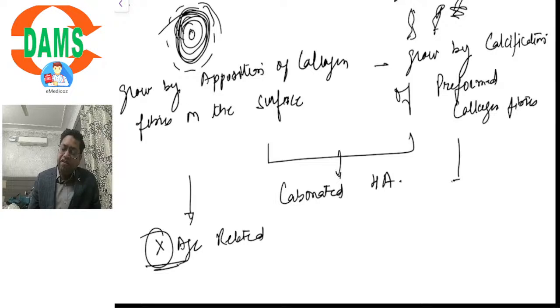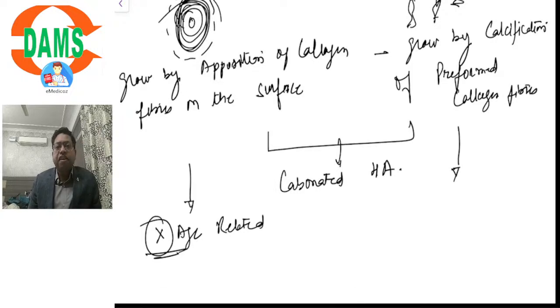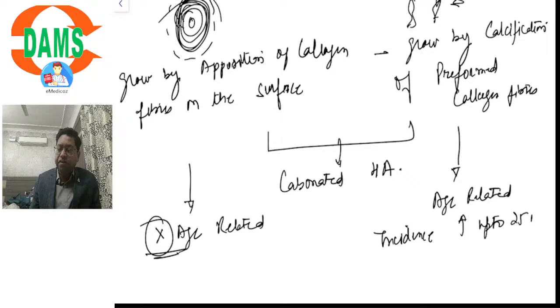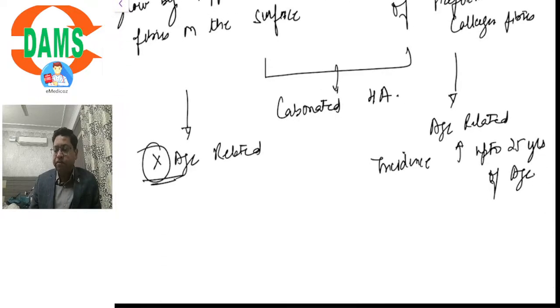But the incidence of these irregular type of calcifications is age related, means the incidence of such calcifications increases up to 25 years of age. After that, no clinical establishment has been related to the age, but definitely up to 25 years of age, in young adults, the incidence increases.